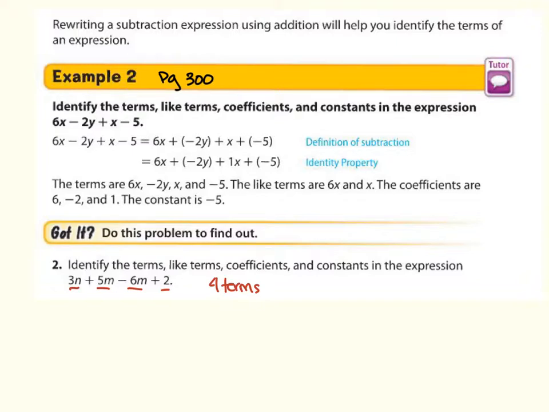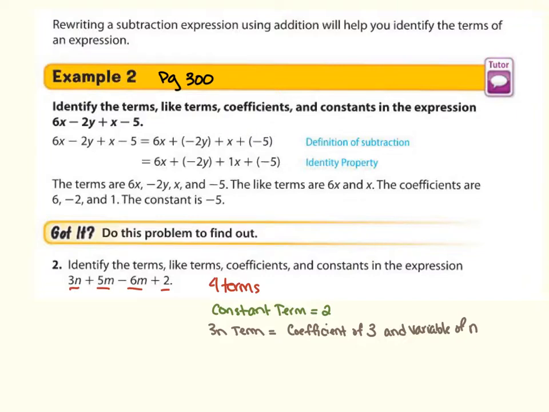One of them is a constant. So constant term, that's 2. Then we have the 3n term. Okay, that has a coefficient of 3 and variable of n.